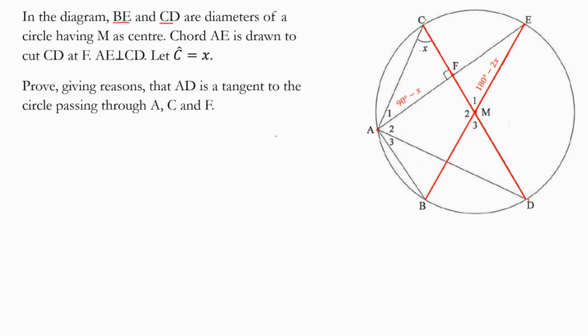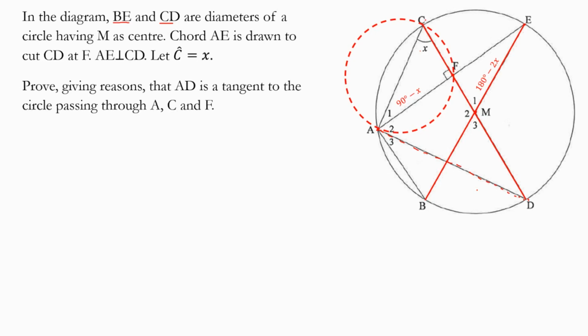We need to prove that the line segment AD is a tangent to the circle that passes through A, C, and F. So we need to have a picture of this circle. Let's draw a circle that passes through these 3 points, C, A, and F. So it's a circle like that. How can we prove that the line segment AD is a tangent?